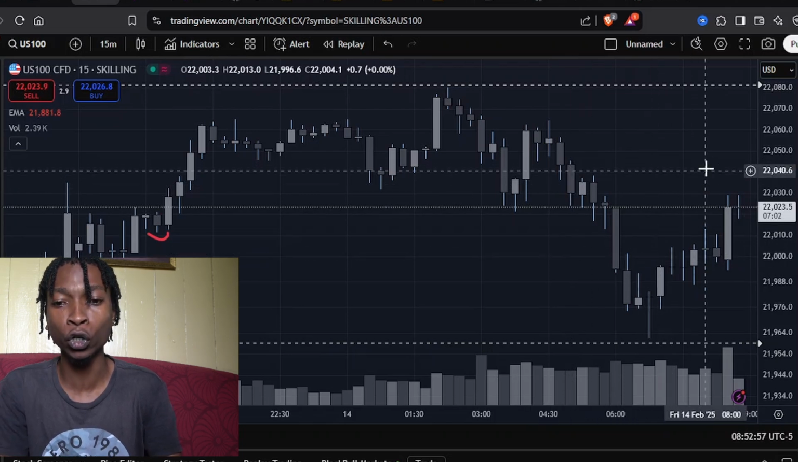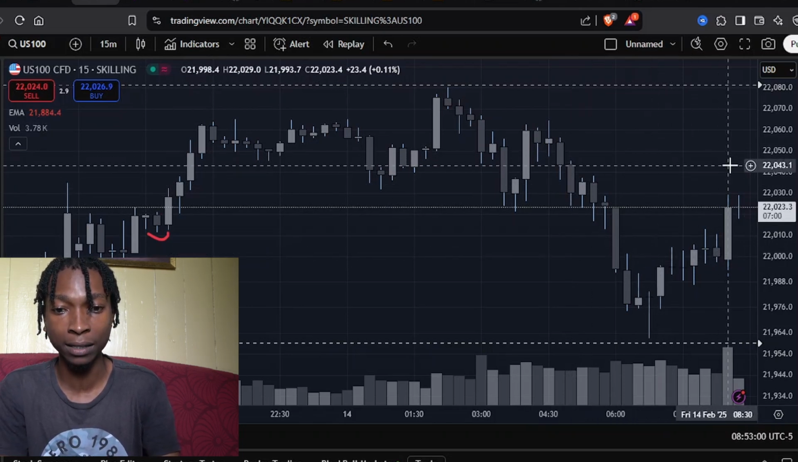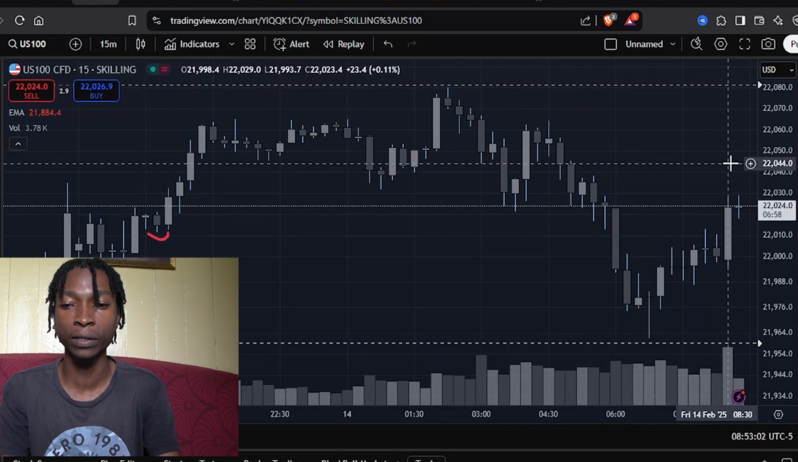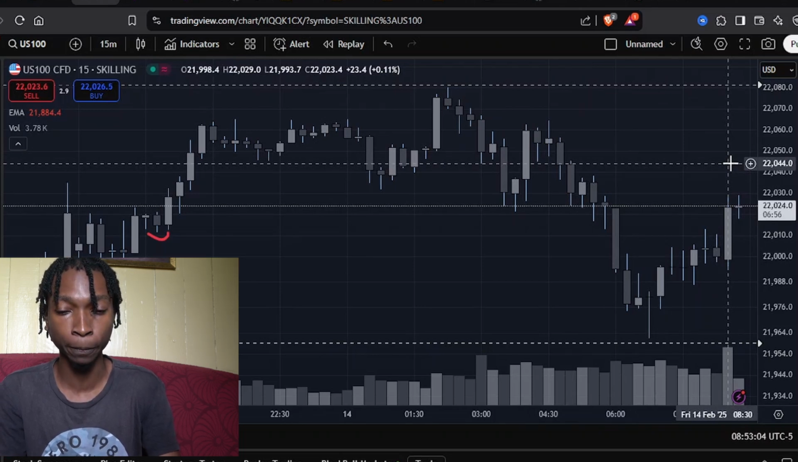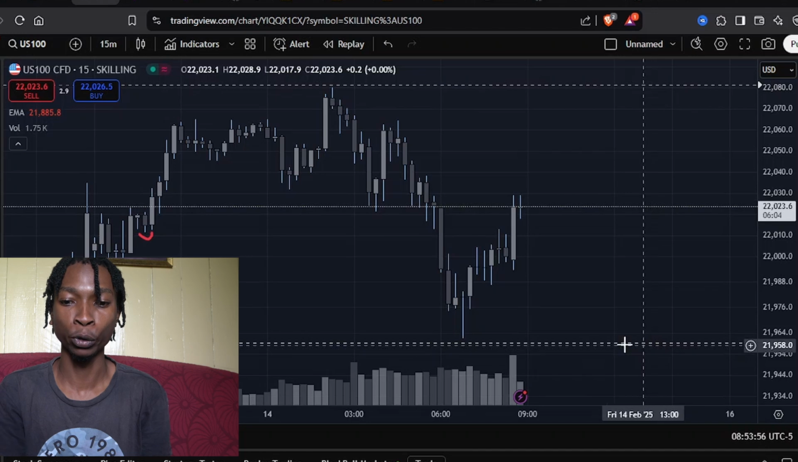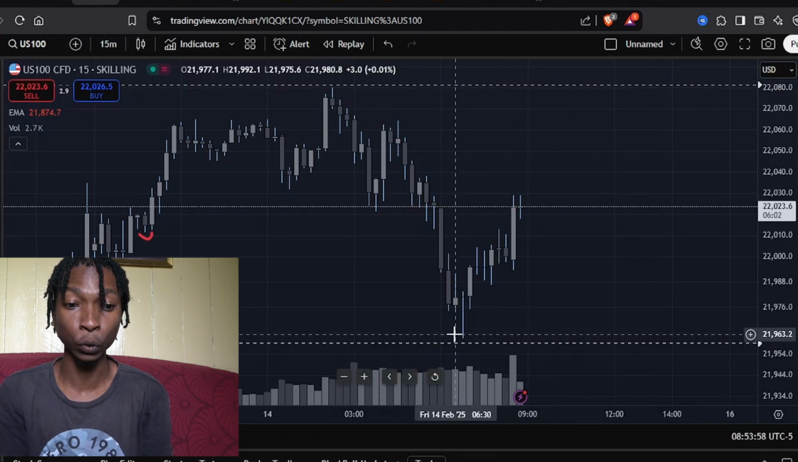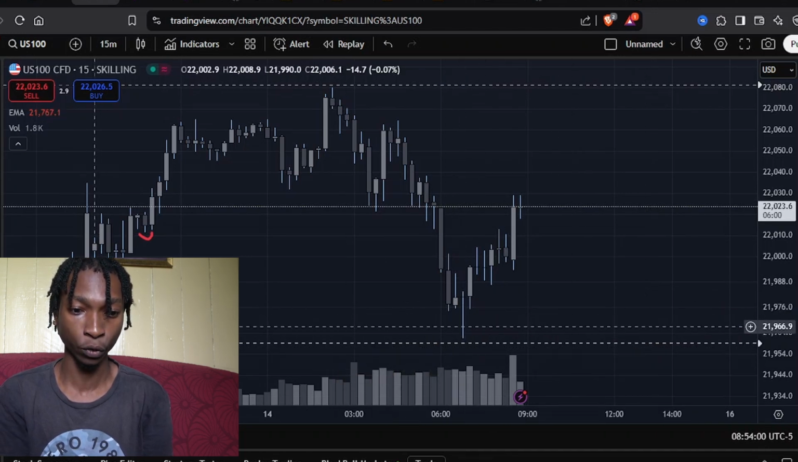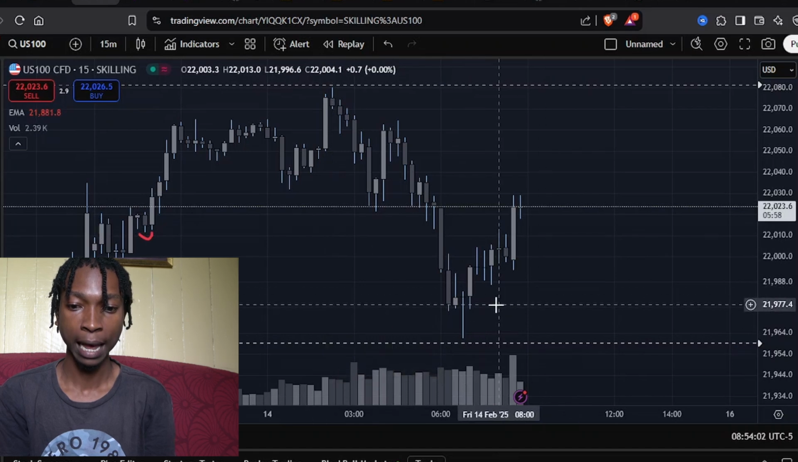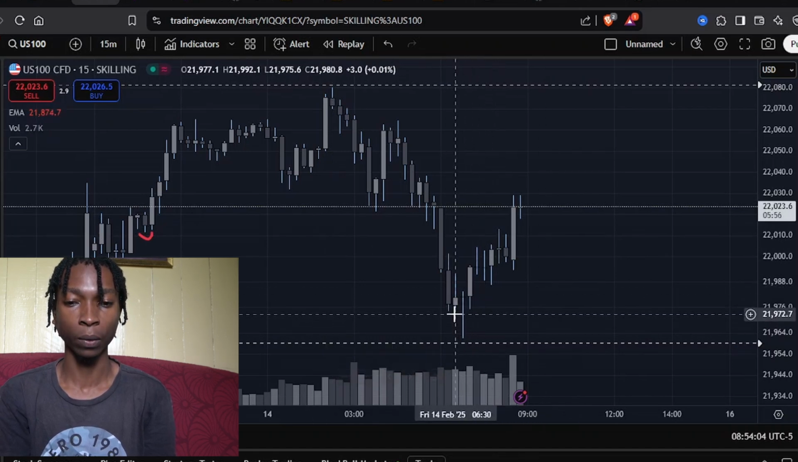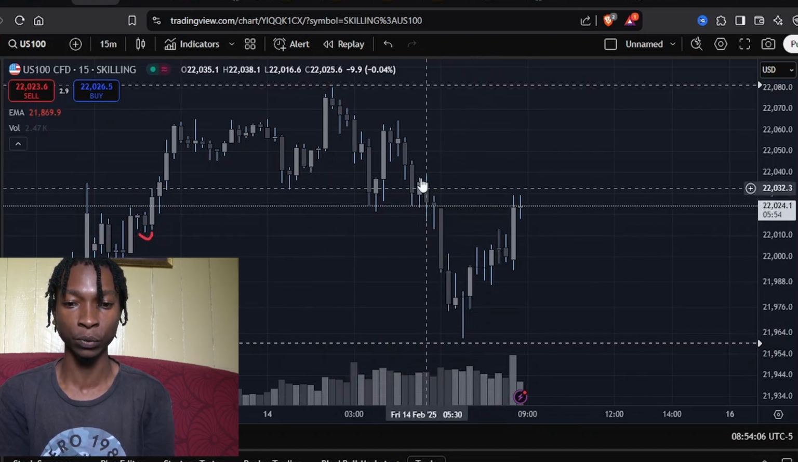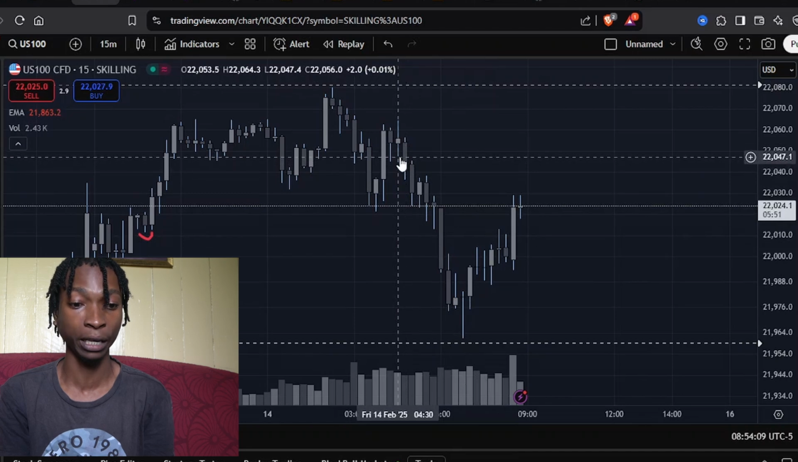If price chooses to come back here and then reacts off of this price, then it's possible that I just take an entry here. If price chooses to push below this new low, because now remember this low was broken and this low was broken and it just left this wick. However, this price action is still valid because we still have that fair value gap up here.